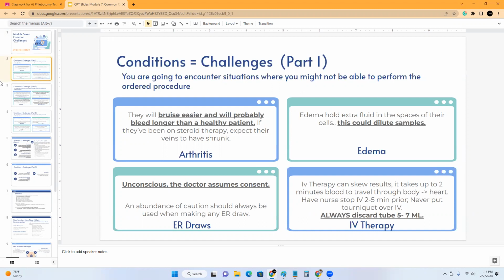Unconscious patients, the doctor does assume consent for these patients. You want to make sure that you have an abundance of caution when you're working on any emergency draws.